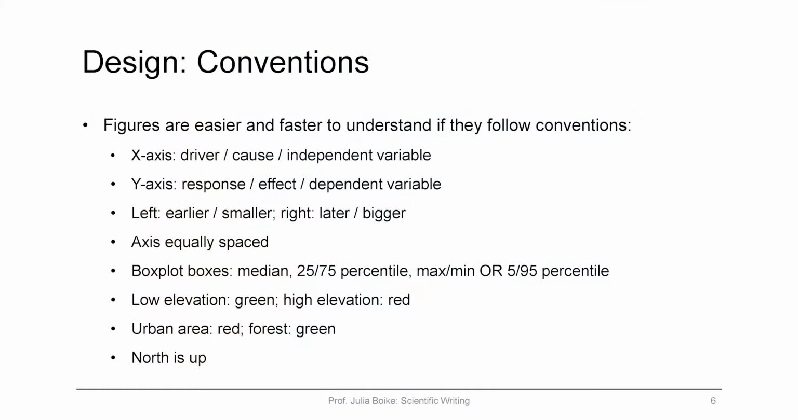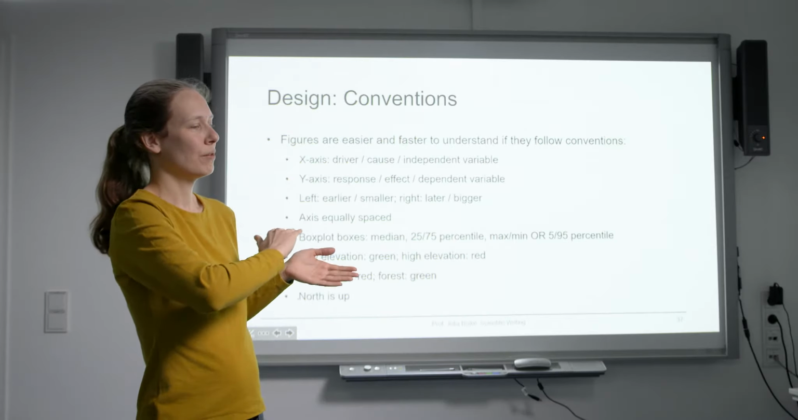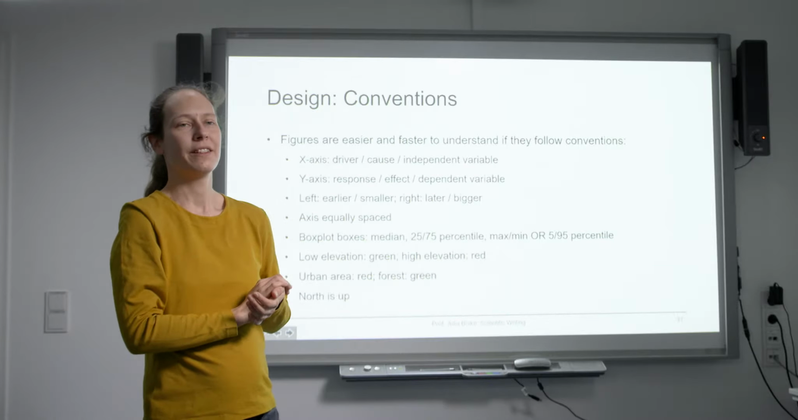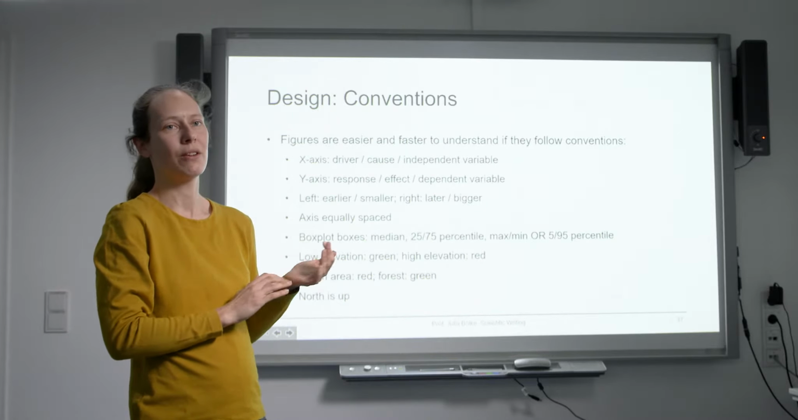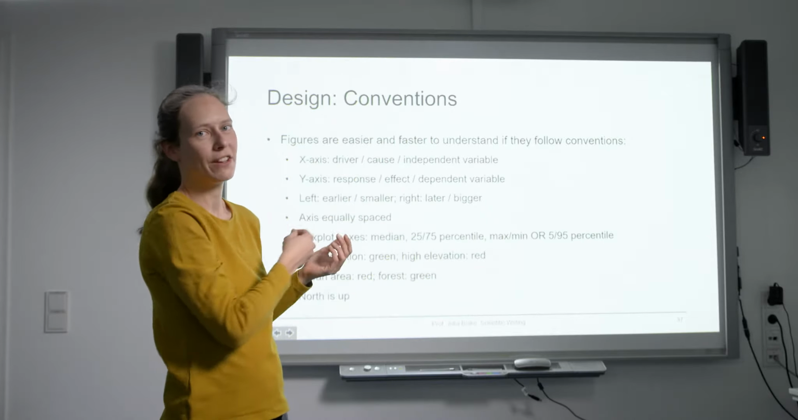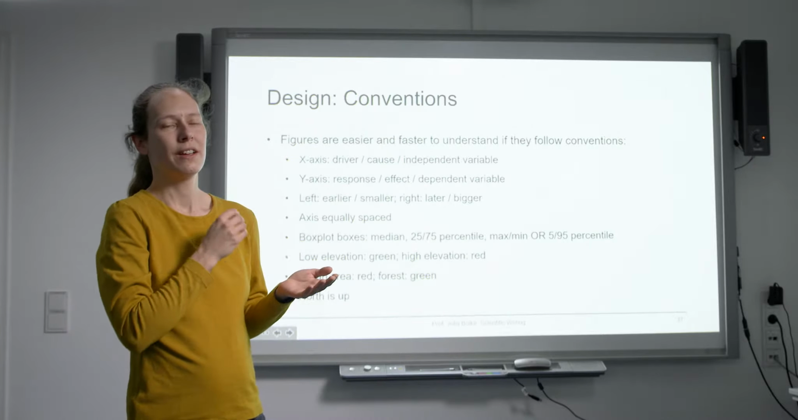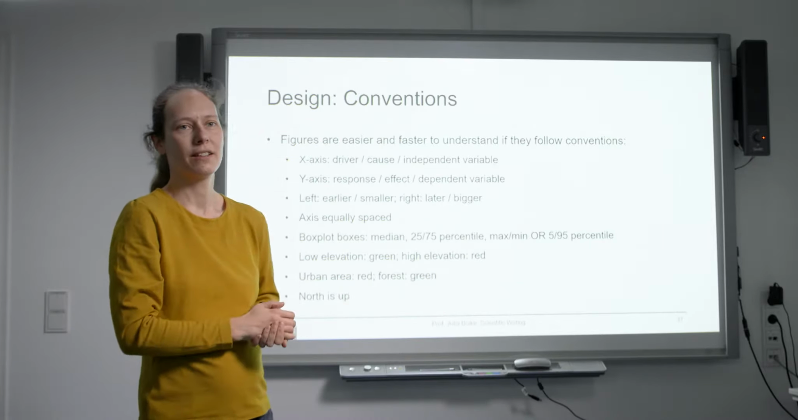For example, the x-axis usually shows the independent variable, the cause, the driver, however you call it, while the y-axis shows the dependent variable, or the effect, the response. So usually that would be the way you plot it, cause and effect on x and y, and then everybody would understand what it means. And also, if you include a linear regression, that would also be a useful regression, because the x is the cause and the y is the response.